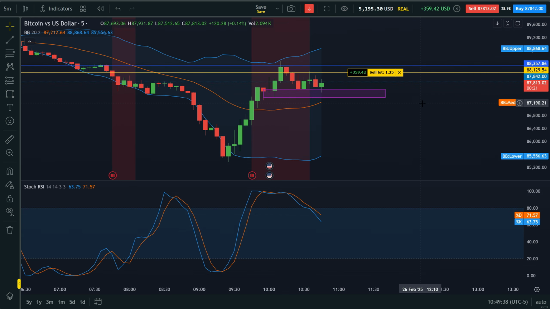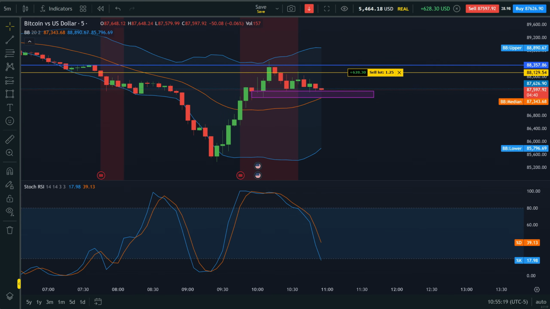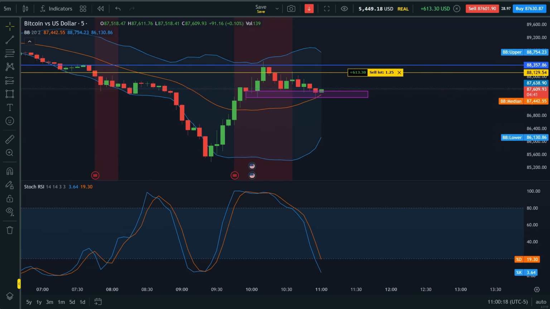Now, here's the key part. If the price manages to break below this buyer's zone, it means that the sellers have overpowered the buyers, and the market will likely shift into a downtrend. This breakdown will give me the perfect opportunity to catch a strong move downward and secure a good profit from this trade. So let's keep an eye on this level and see whether the buyers hold their ground or if the sellers take full control.